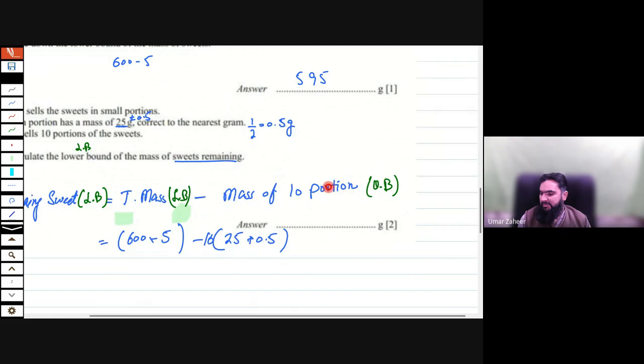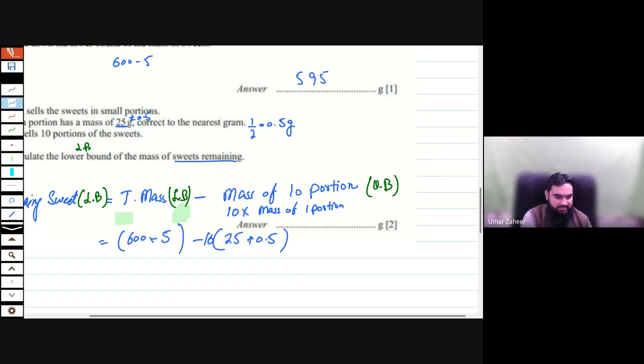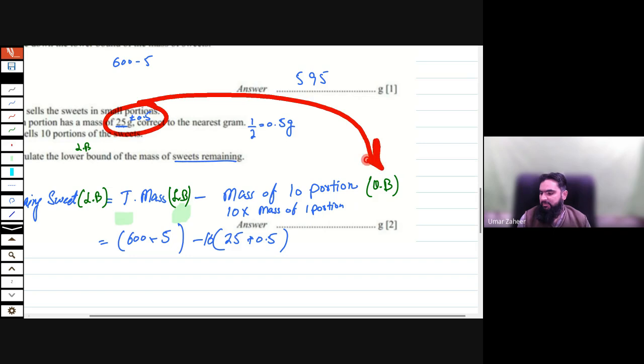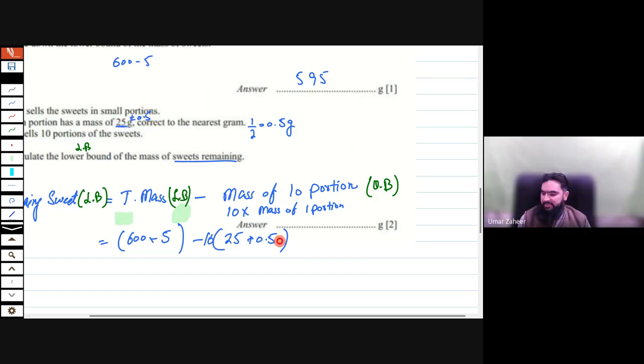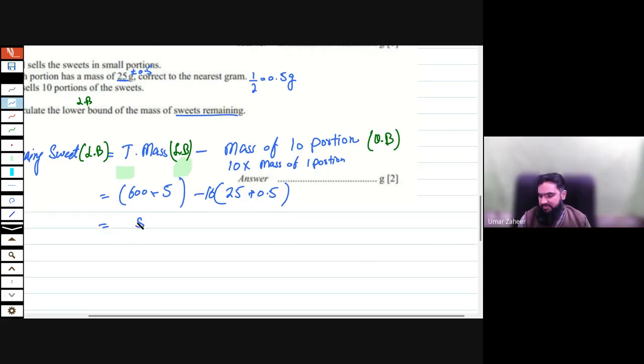In the same way, the mass of 10 portions. Obviously, the mass of 10 portions is basically 10 multiplied by the mass of one portion, right? And the mass of one portion is 25, and you need to take the upper bound, so you add 0.5: 25 plus 0.5. Please subtract it. Obviously, it is 595 minus 10 into 25.5. Please find the final value.